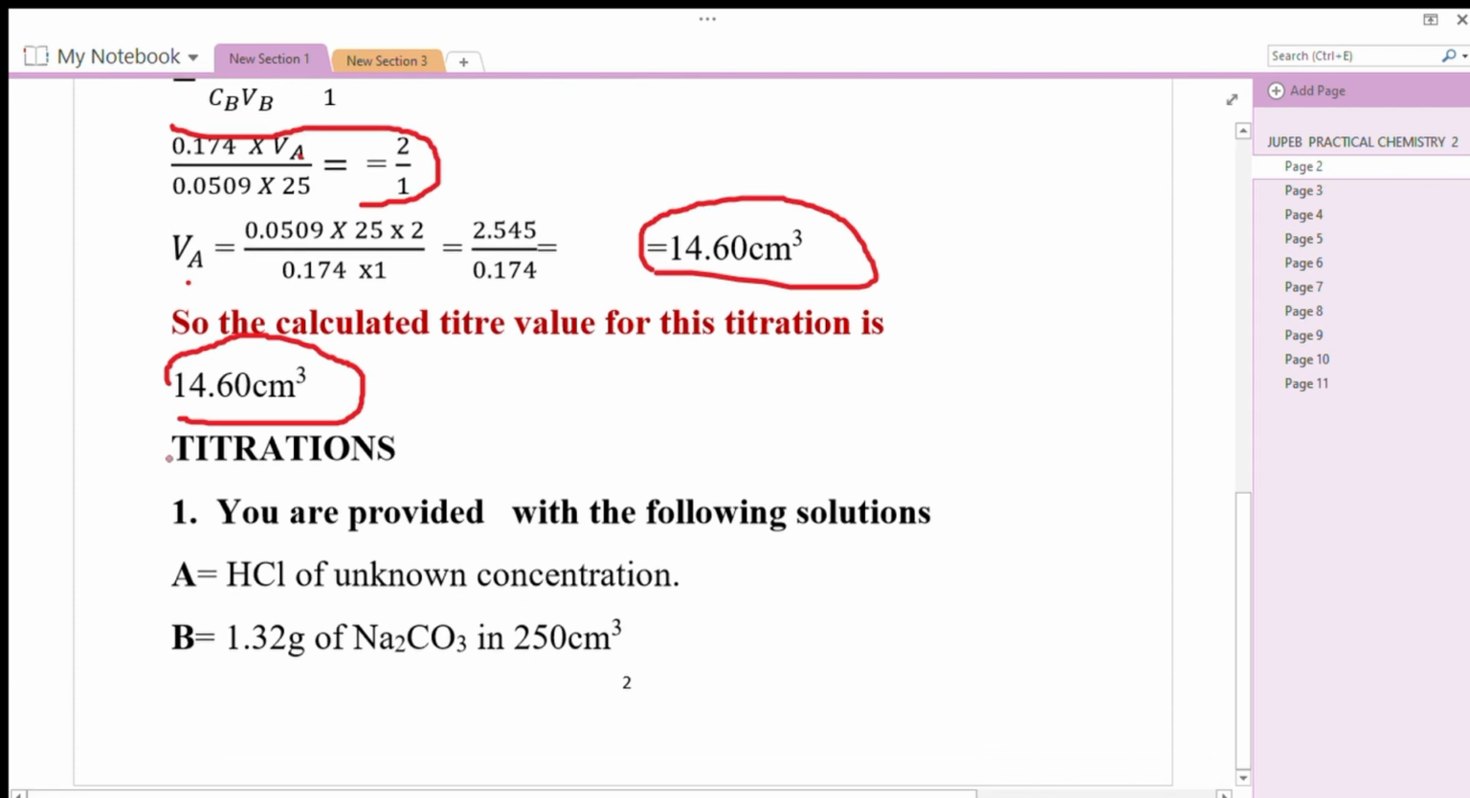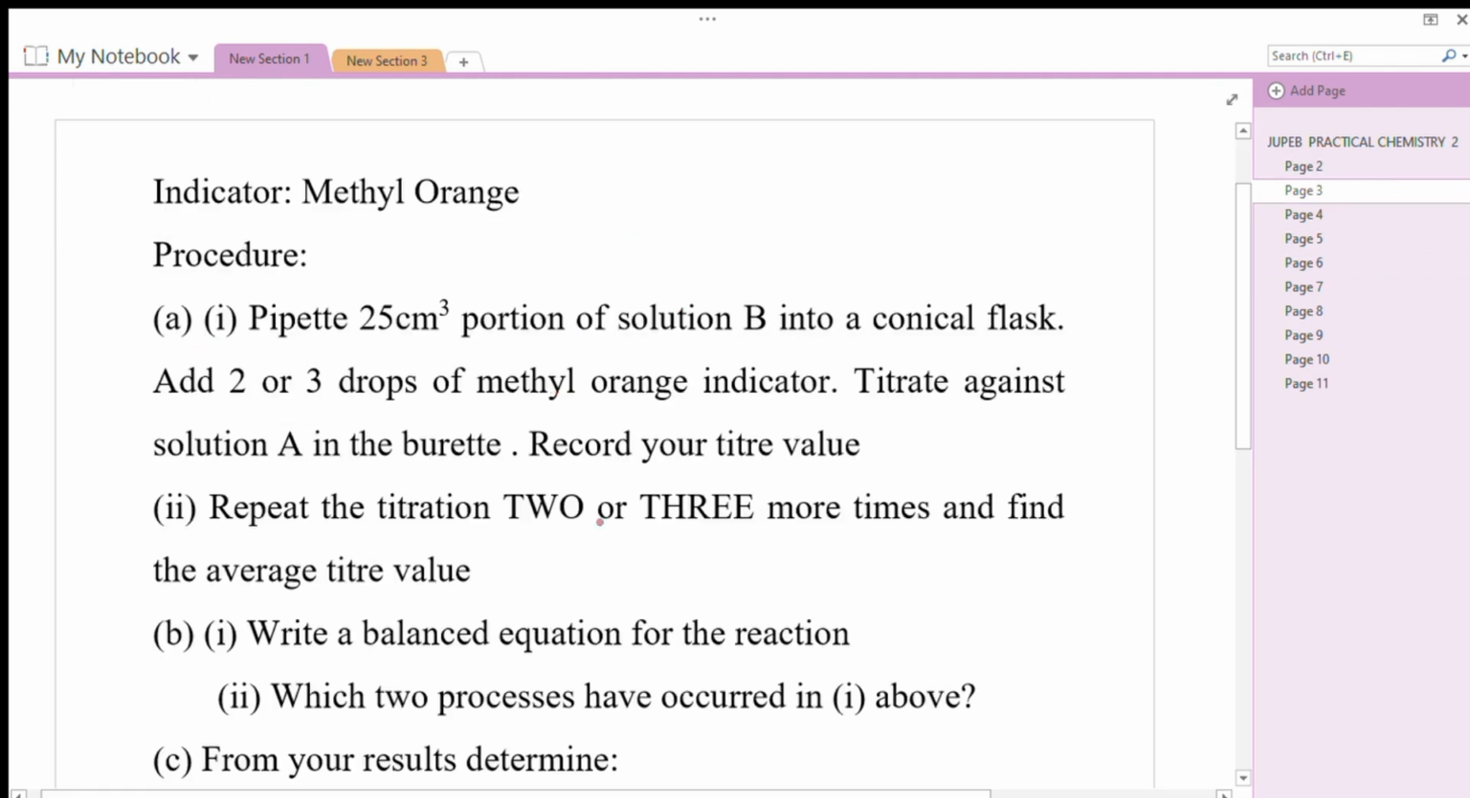Let's look at example 1, titrations. You are provided with the following solutions. A is hydrochloric acid of unknown concentration, while B is 1.32 gram of sodium trioxocarbonate in 250 cm³. Indicator is methyl orange. Procedure: pipette 25 cm³ portion of solution B into the conical flask. Then add 2 to 3 drops of methyl orange indicator. Titrate against solution A, which is HCl, from the burette. Record your titer value. Repeat the titration 2 or 3 more times and find the average titer value.